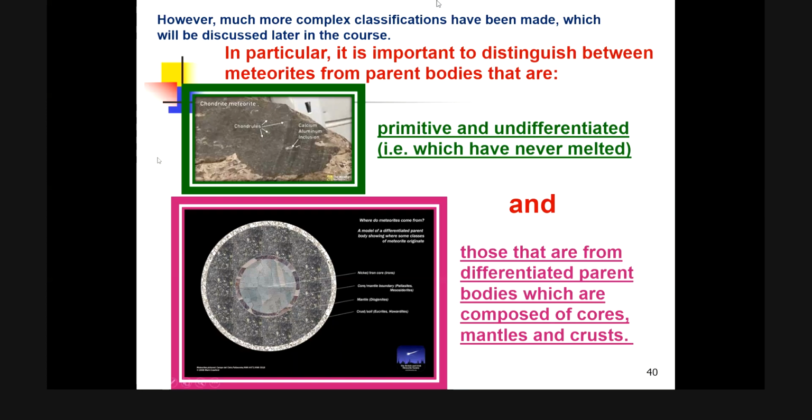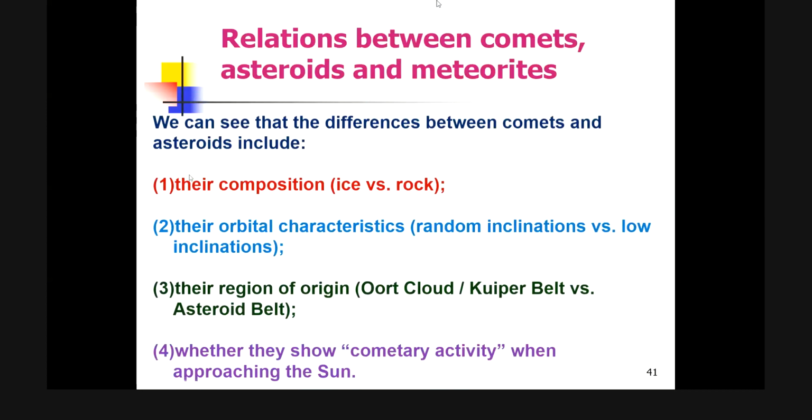So some of these classifications we had learned about, relation between comets, asteroids, and meteorites, that the main differences include their composition, ice versus metal and rock, orbital characteristics, random inclinations versus low inclinations, region of origin, Oort cloud, Kuiper belt versus the asteroid belt, and most importantly, whether they show cometary activity when approaching the sun, basically release of volatiles and dust. Right.